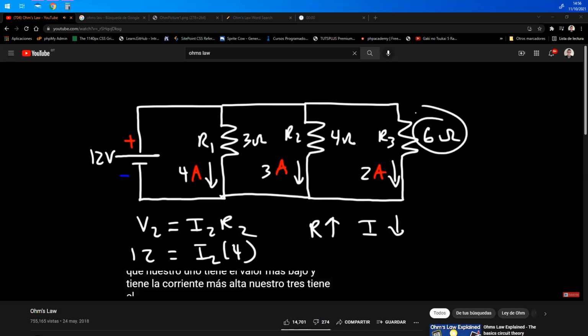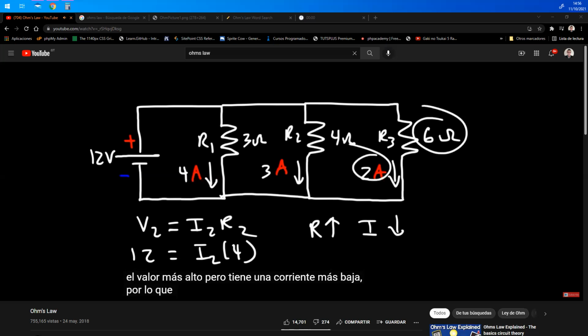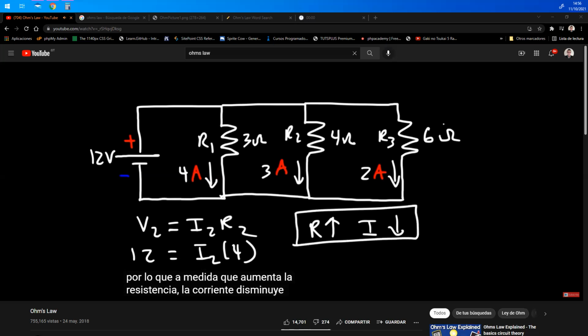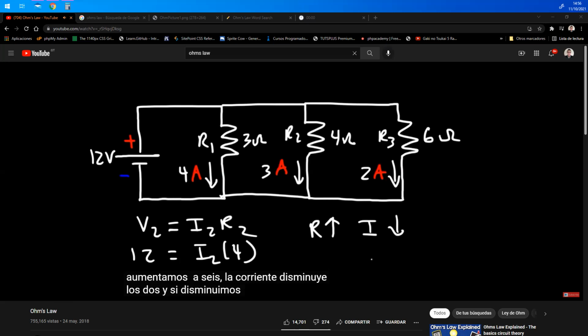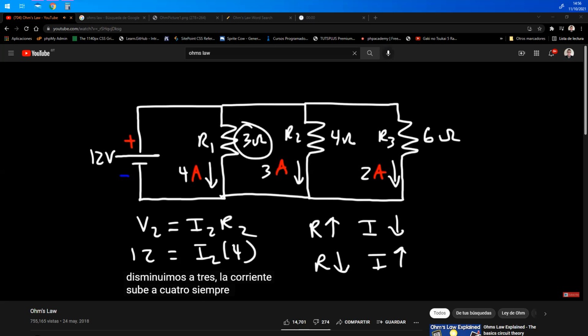R3 has the highest value, but it has the lowest current. So as you increase the resistance, the current decreases. If we increase it to 6, the current decreases to 2. And if we decrease the resistance, the current will increase. If we decrease it to 3, the current goes up to 4, provided that the voltage is held constant.